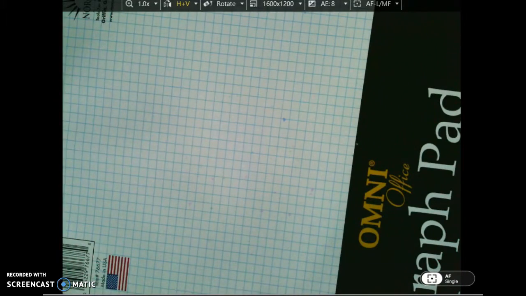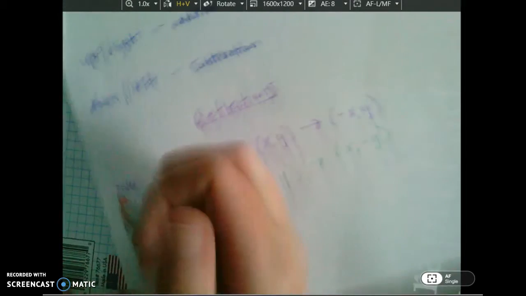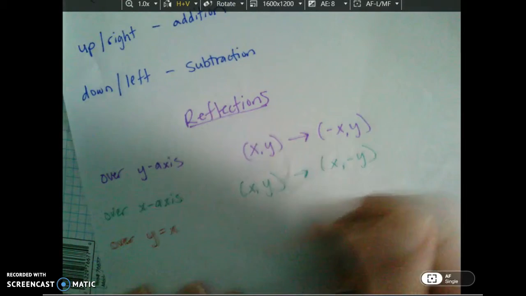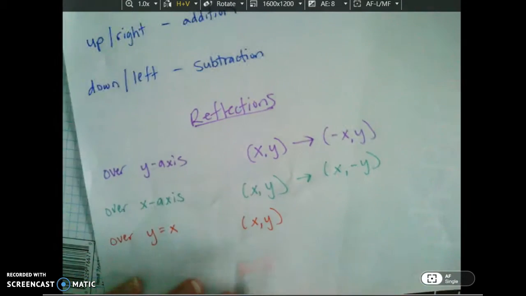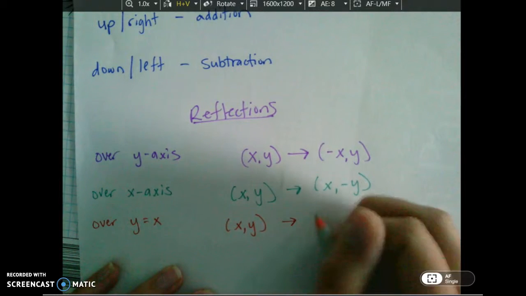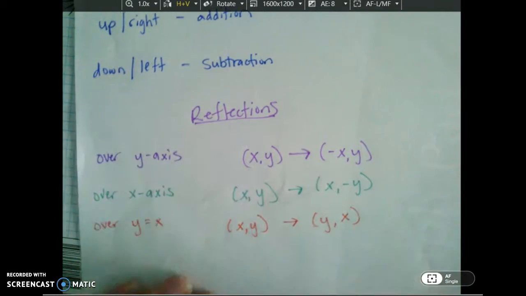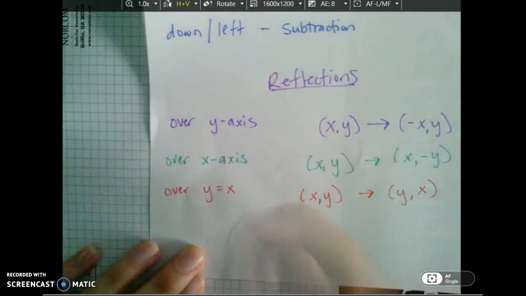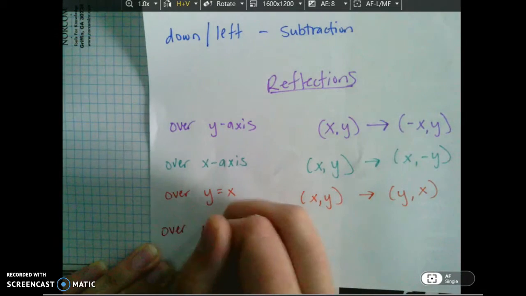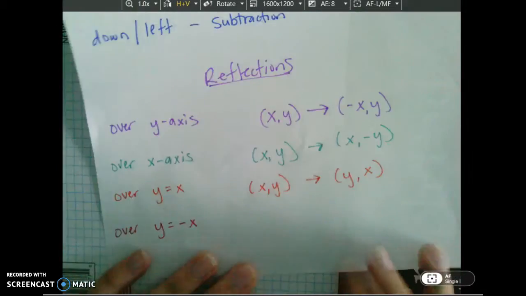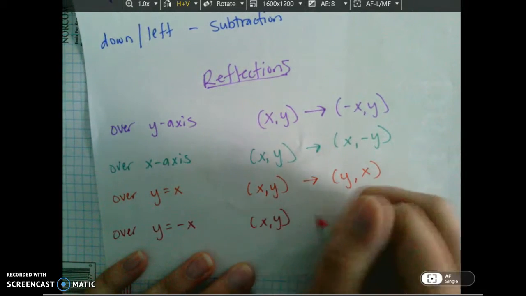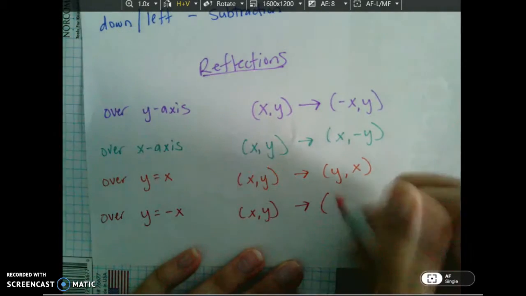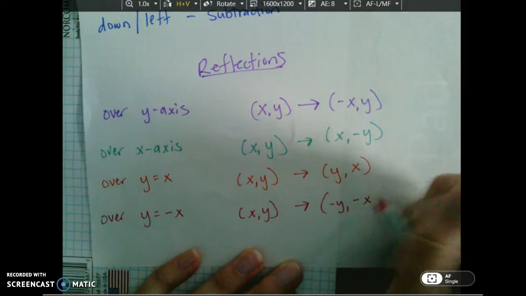So to get my new rules down, anytime I reflect over y equals x, my x and y, my original coordinate, they simply change places. So now I'm going to have y, x. And then when they flip over y equals negative x, my original point x, y becomes switched and the opposite sign. So I would have negative y, negative x.